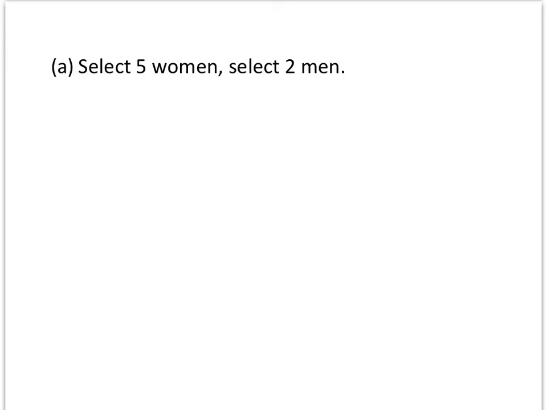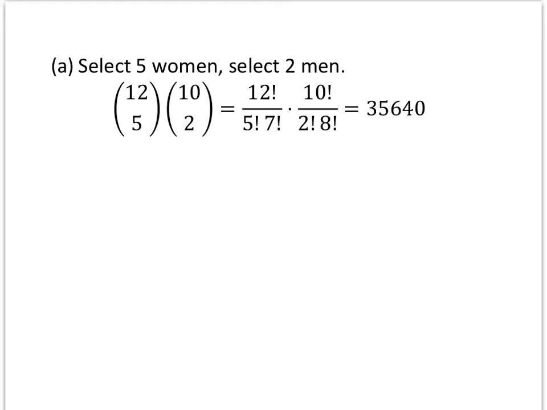Well, if we want exactly 5 women, I know that then I'll have to have 2 men because we have 7 people on the committee. We're going to select 5 women. There were 12 women total. We choose 5 of them. We have 10 men total. We're going to choose 2 of them. And we find that there are 35,640 different committees with 5 women and 2 men.